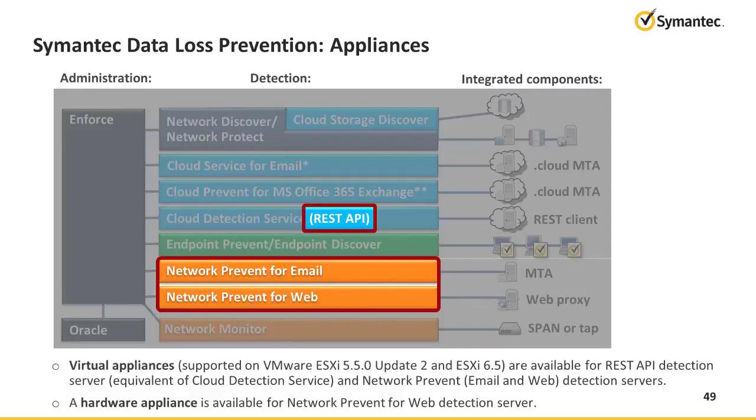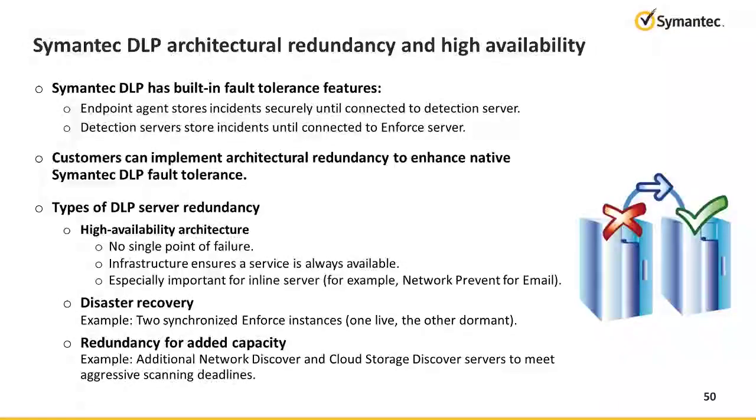These appliances are all optional for a Symantec DLP implementation because Network Prevent servers can be installed on an organization's own hardware or virtual machines, while the REST API detection server can be deployed as a Symantec-managed Cloud Detection Service cloud detector. Symantec DLP has many fault tolerance features built in.